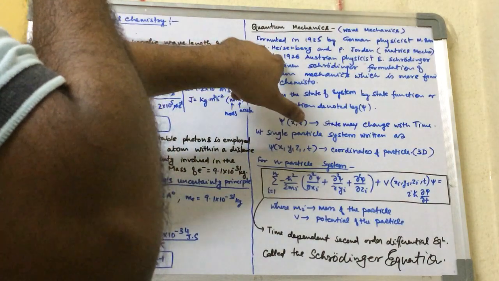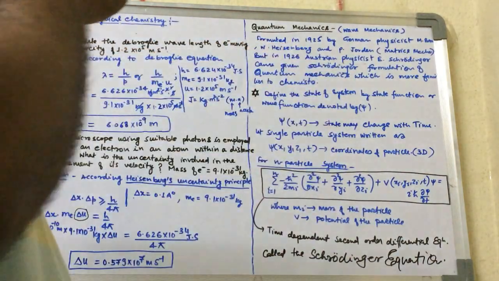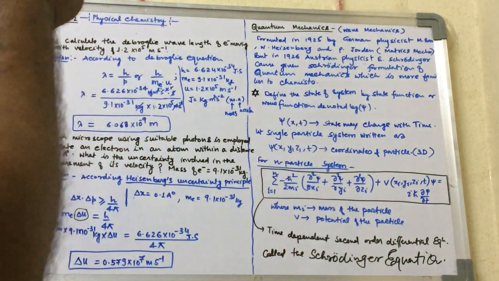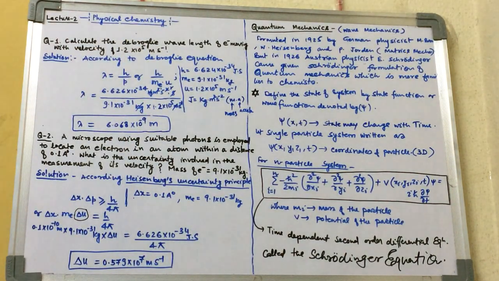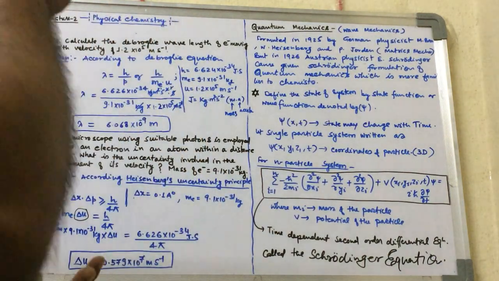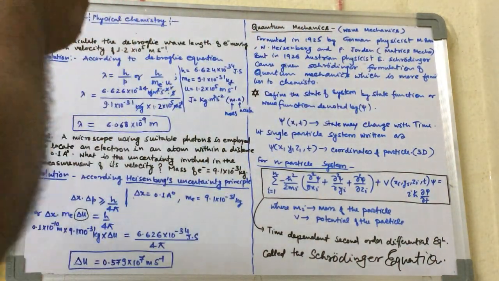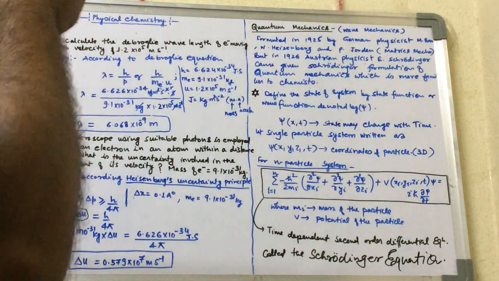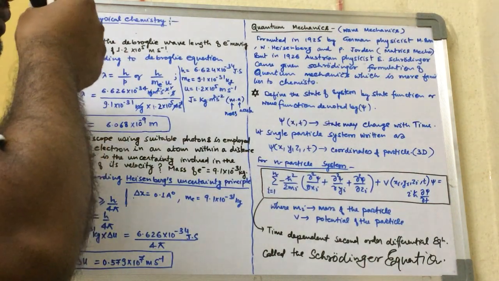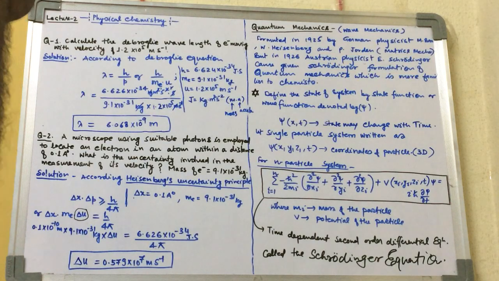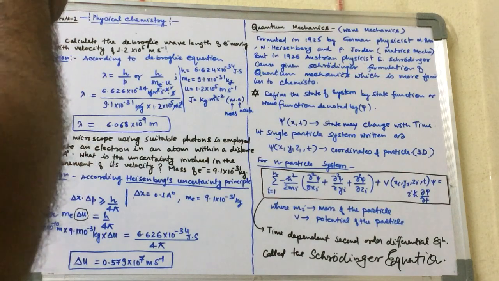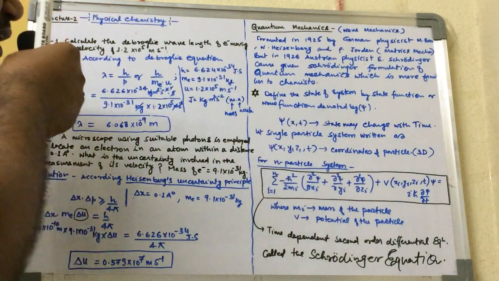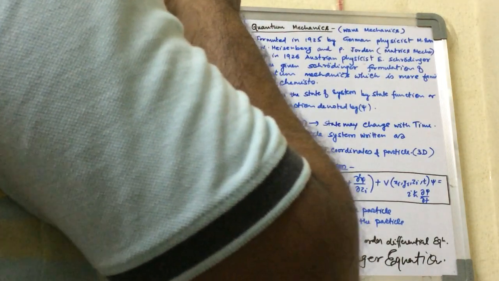But in 1926 an Austrian physicist, Schrödinger, came and gave the Schrödinger formulation of quantum mechanics, which is more familiar to chemists. So this scientist, Schrödinger, has given this quantum mechanics, which is more familiar to chemists. So how is this quantum mechanics defined? This quantum mechanics is basically defined by the state of systems, by the state function or wave function.